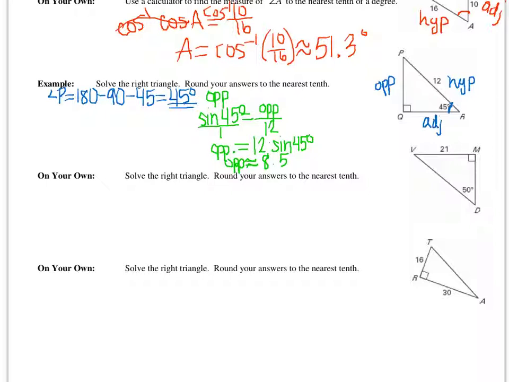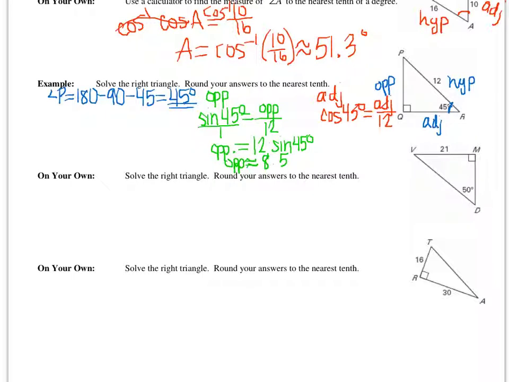Now, let's find our adjacent side. So to find our adjacent side, look here, I need to know adjacent. I know my hypotenuse and my angle. What uses adjacent and hypotenuse? Well, that's cosine. So we're going to say the cosine of our angle, which is 45 degrees, equals adjacent over my hypotenuse, which is 12.